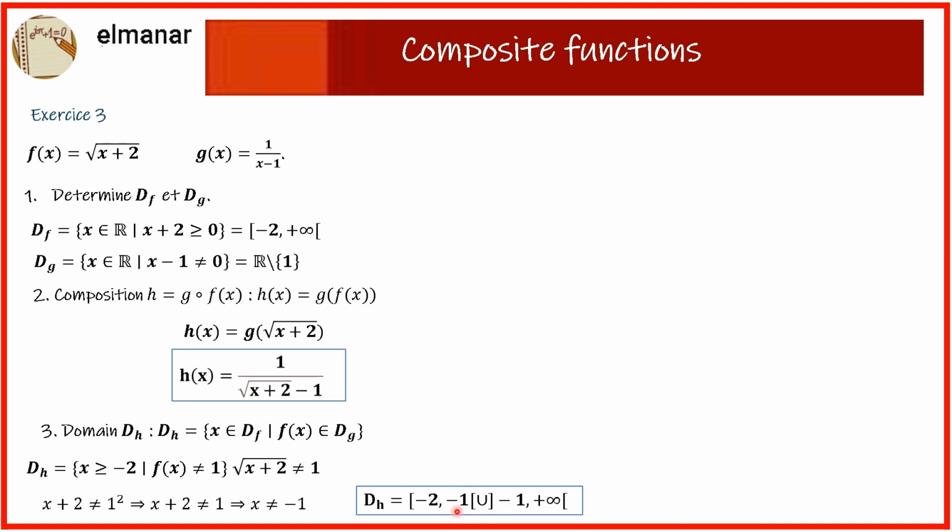In other words, all real numbers from −2 up to −1, including −2 and excluding −1, and all real numbers strictly greater than −1.